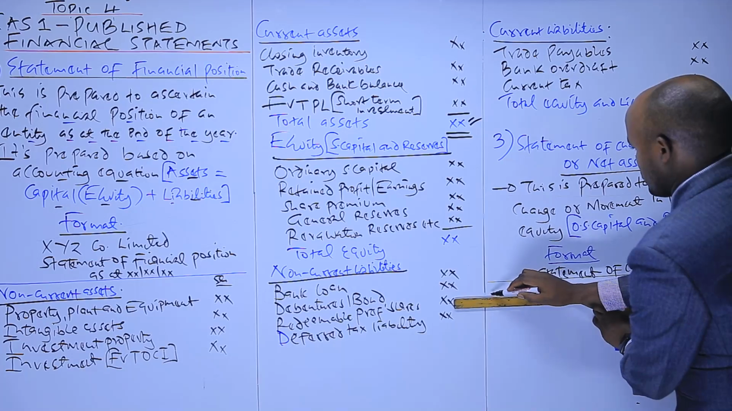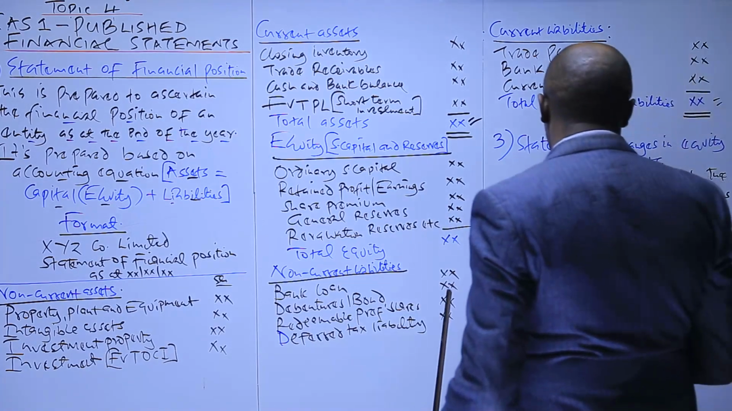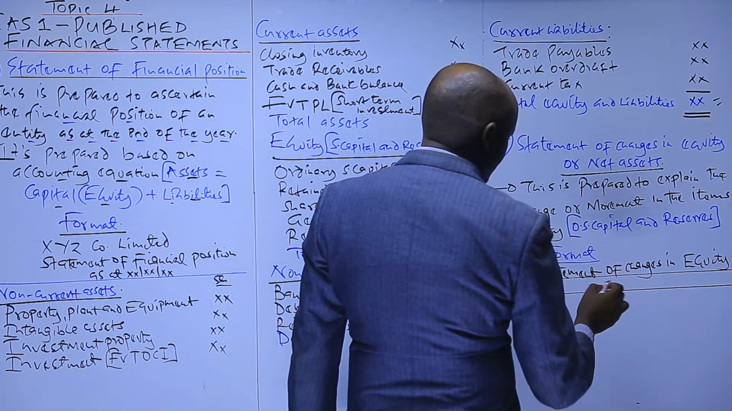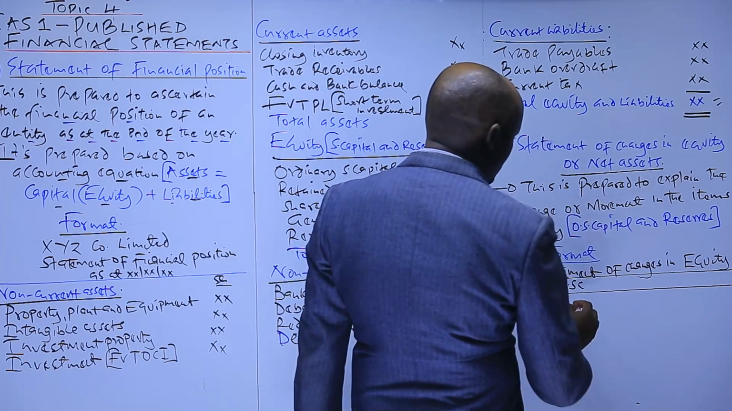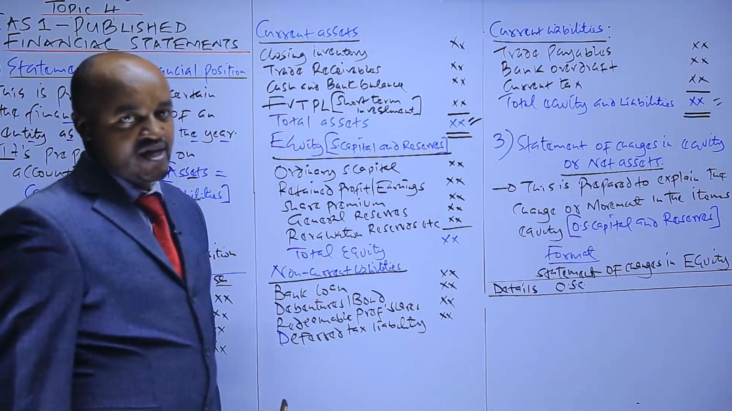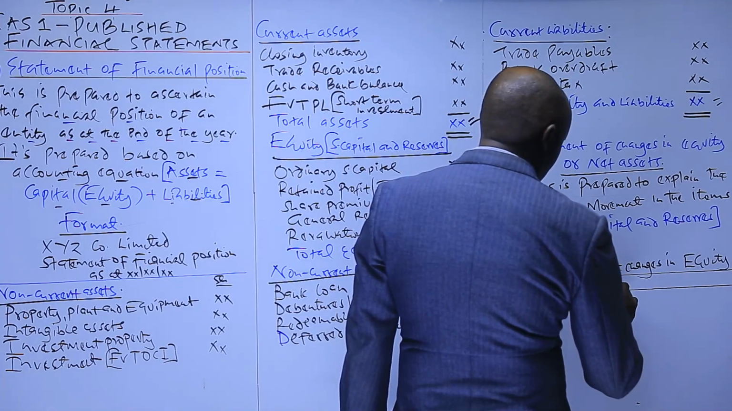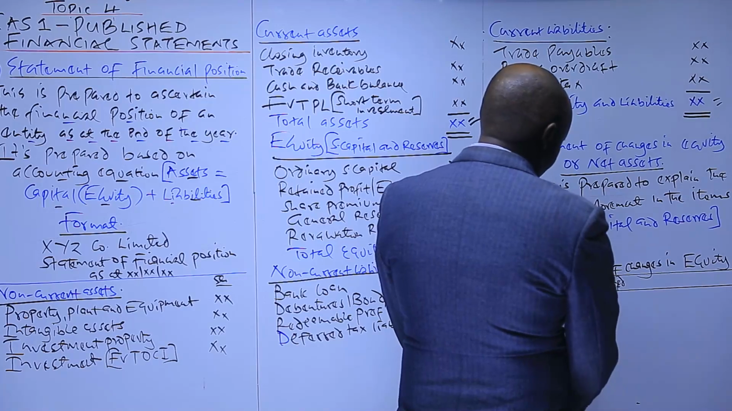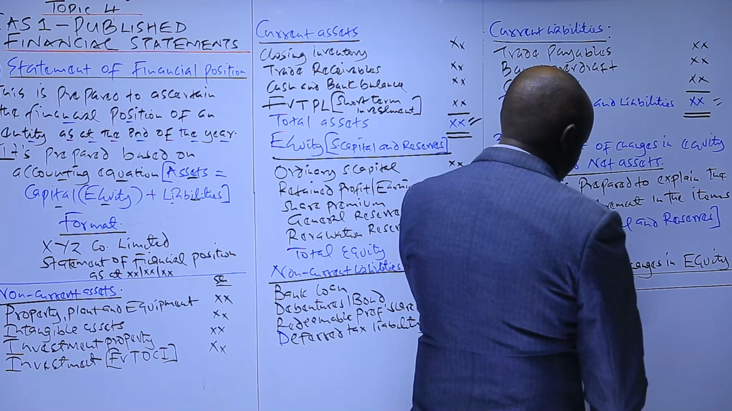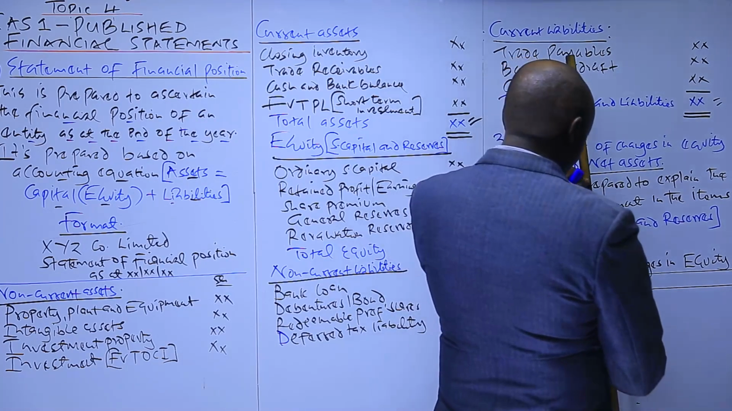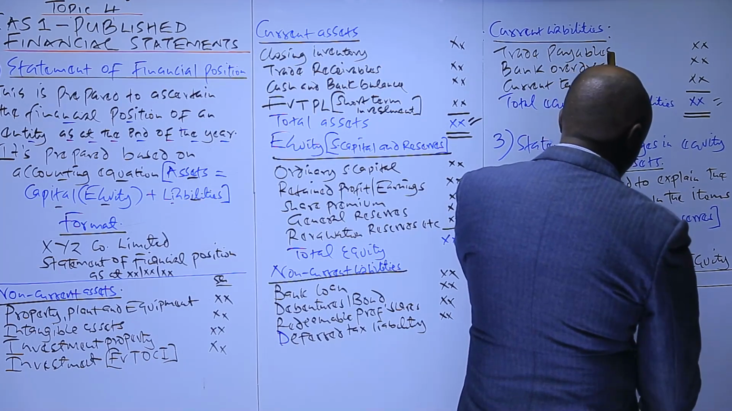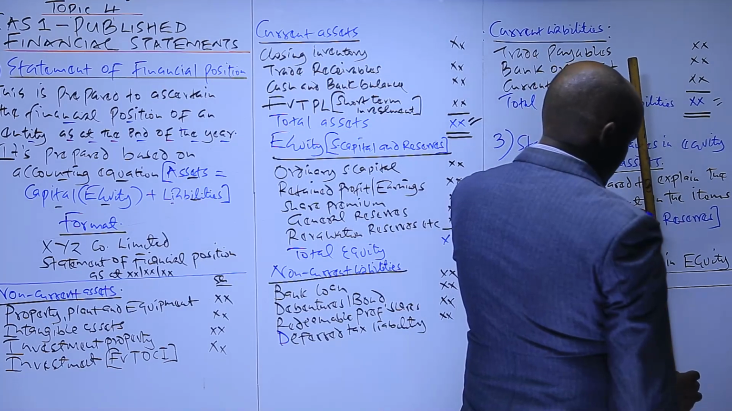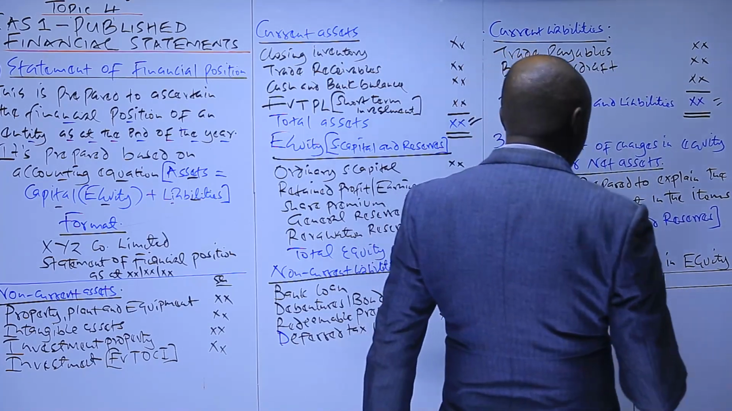So I've said we have a number of columns here. Always we start with the details column. And then the common items of equity you'll come across in any question include ordinary share capital, in full. The other one is retained profit. Remember, these are separate columns. The other item here is share premium, a separate column. The other one is general reserves.